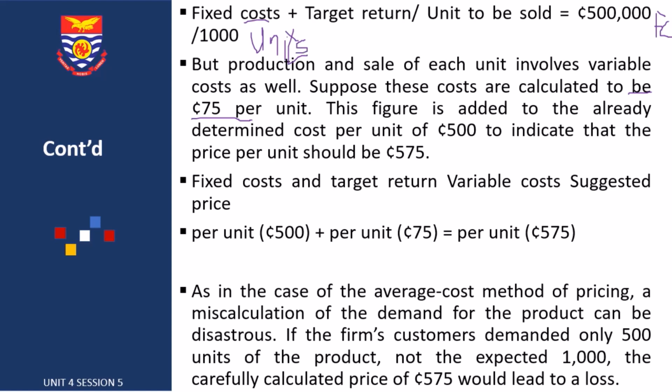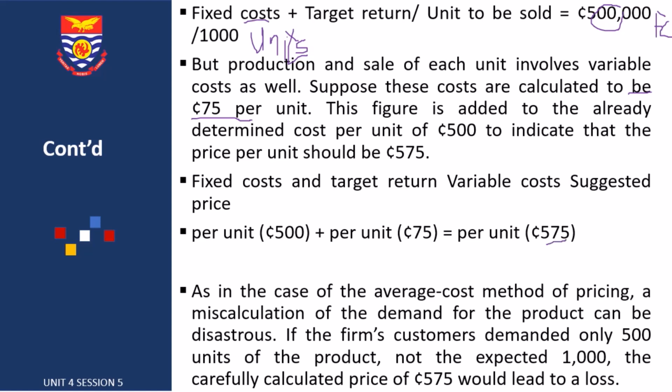This figure is added to the already determined cost per unit. So the 500,000 divided by 1,000 would give us 500 cedis. This figure is added to the already determined cost per unit of 500 to indicate that the price per unit should be 575. This 575 actually comprises the fixed cost plus target return all over units to be sold, plus the variable cost of each unit, which is 75. So therefore you are getting 575.